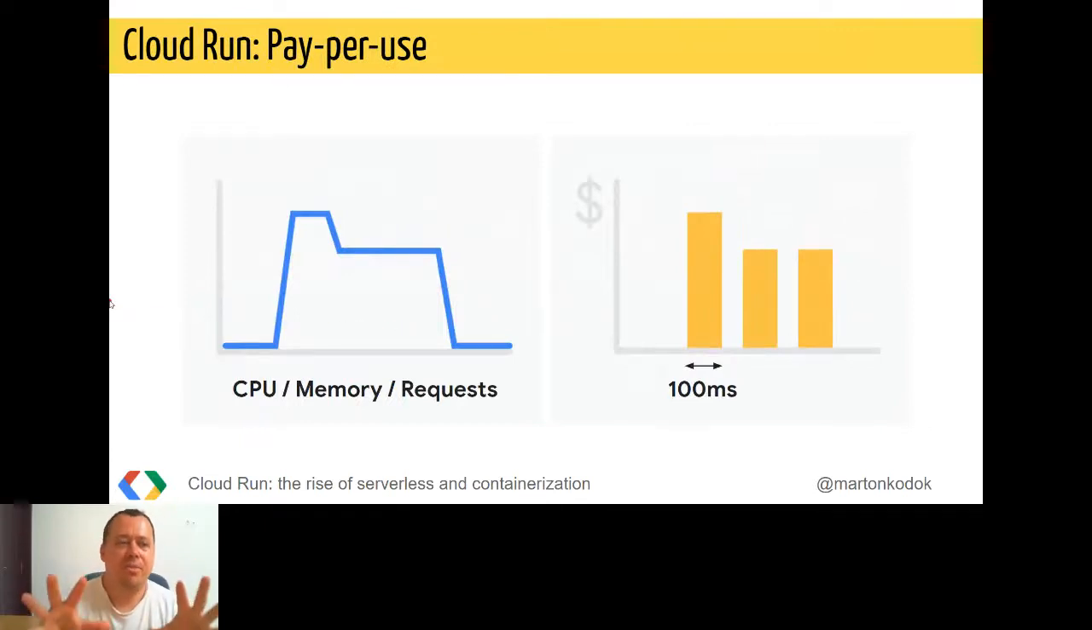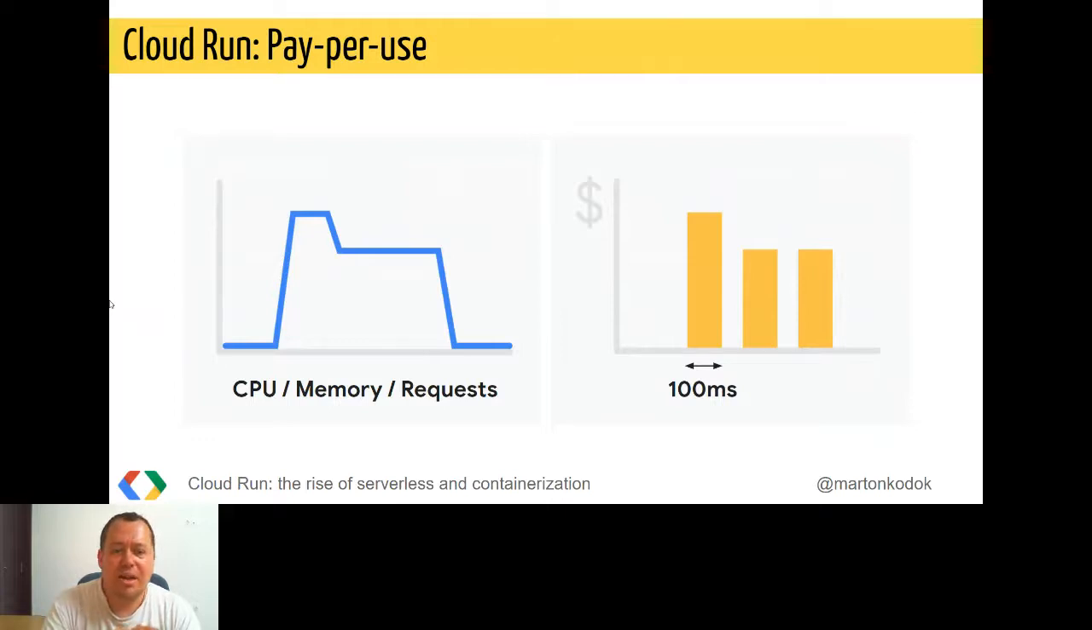Billing model, pay-per-use. Why is it important to understand how serverless applications are working and how they are built? Well, as you have probably guessed, we have CPU, memory, and requests as metrics. If we want 4 CPUs, 8 CPUs, we can set in the Cloud Run service that we need that many CPUs for it. For memory as well, we can set up to 8 GB of memory per service. And requests are there, they are coming, and so on.